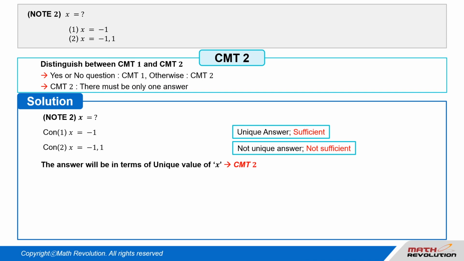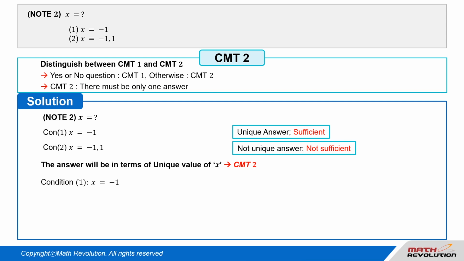The answer to this question will be in terms of a unique value of x, and therefore, we apply CMT2 to this question. It is important to notice that there is no value after the equal sign. That's why CMT2 is applied.